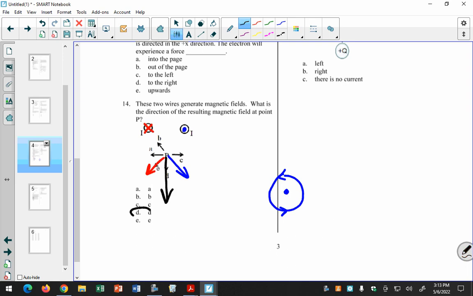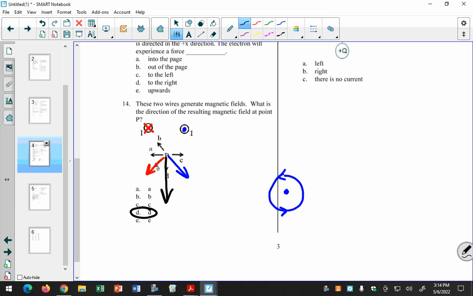So that's why the answer to that one is D. Wait, okay, let's see, did I do it wrong? Oh, that's right. Are we pointing our thumb to the object, or are we pointing our thumb to the arrow? You let your thumb go in the direction of the current.